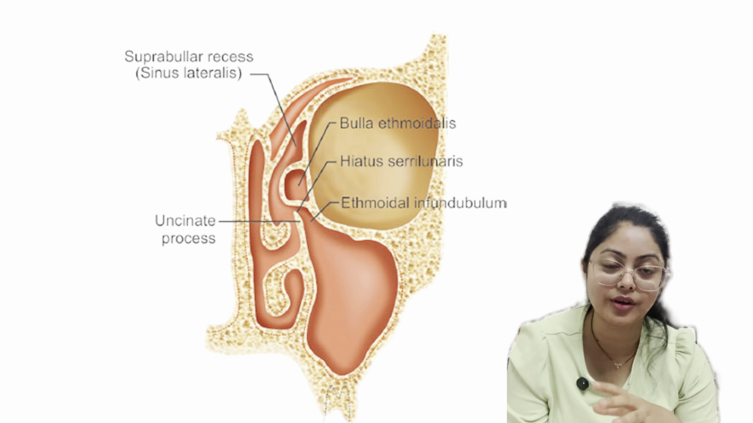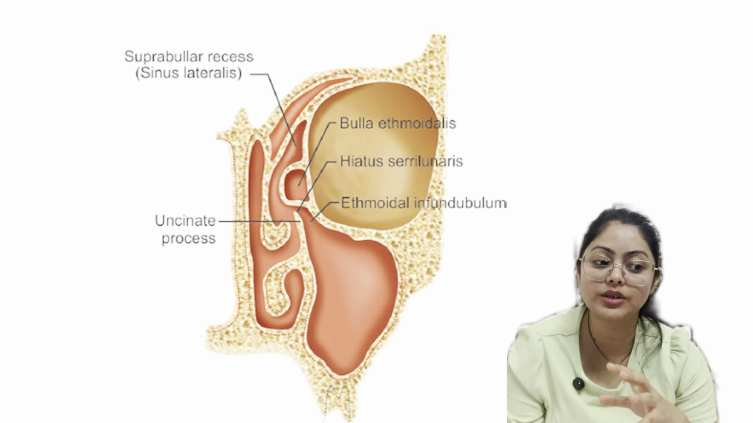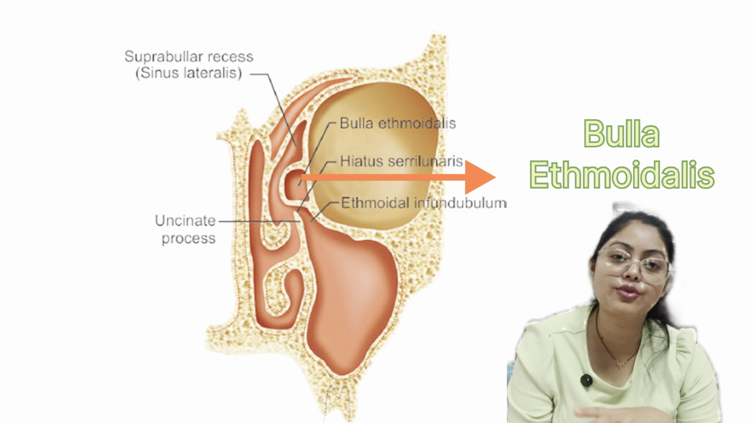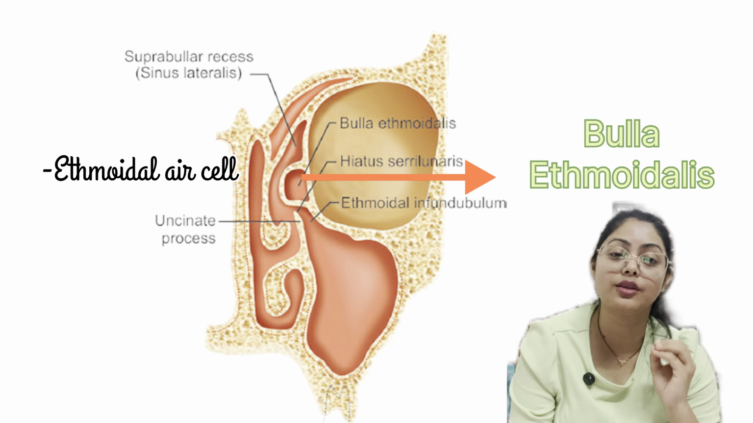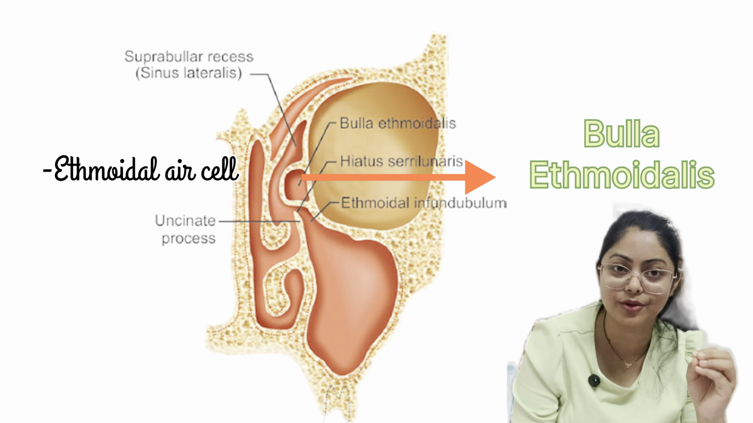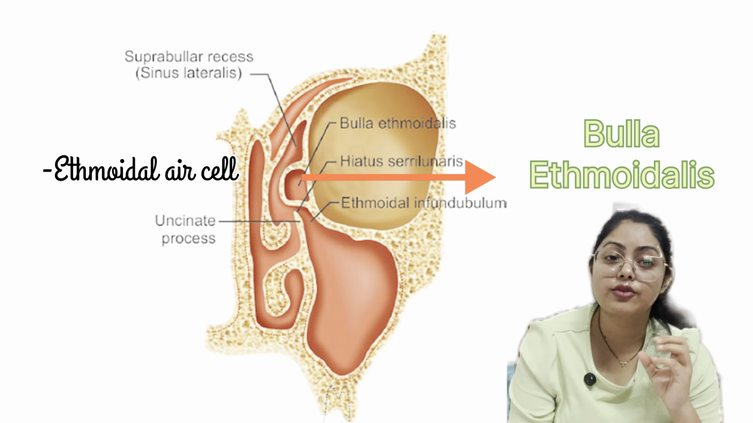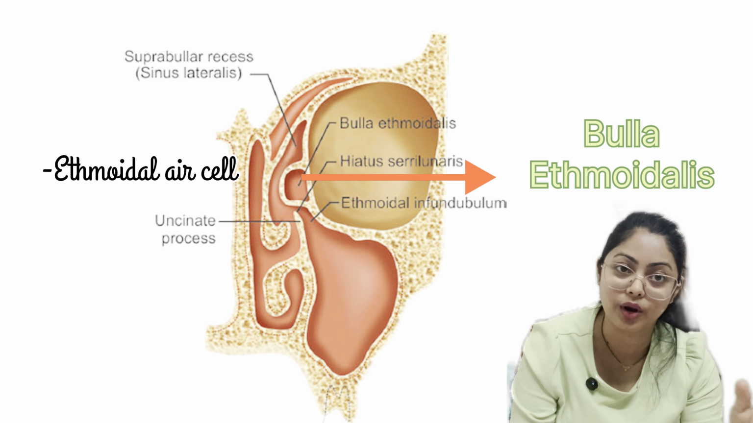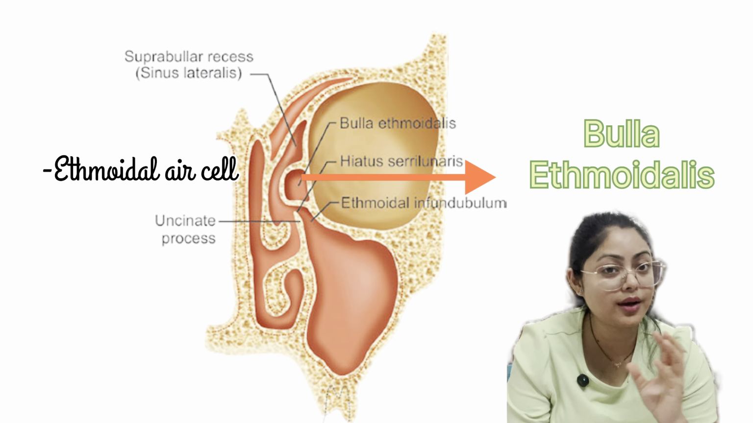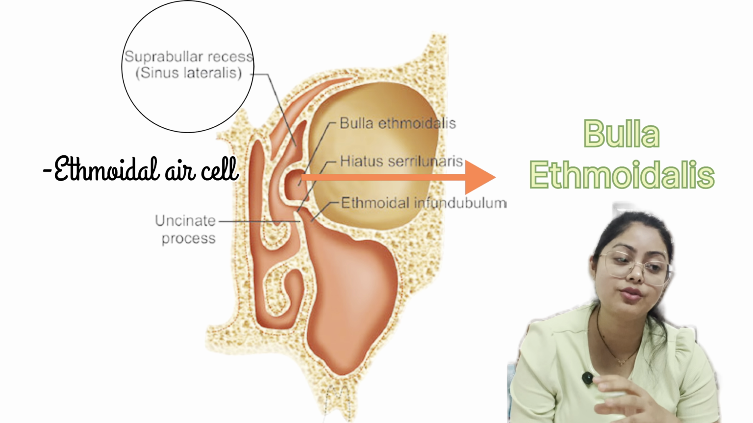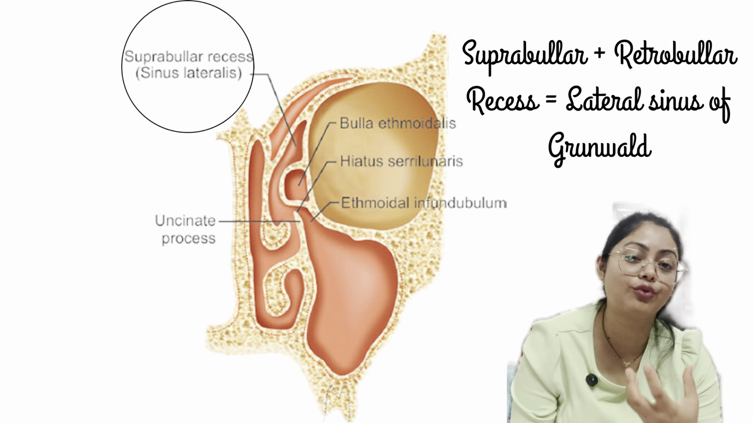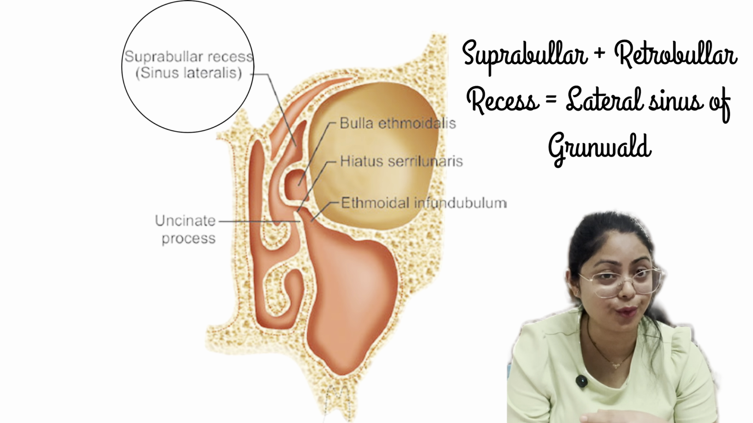Next is the bulla ethmoidalis. Bulla ethmoidalis is nothing but an ethmoidal air cell, and depending upon its pneumatization, it is either an air cell or a hard piece of bone. And sometimes there is a space above and behind the bulla, which accordingly is known as the suprabullar recess or the retrobullar recess. Now, both of these combine together to form the lateral sinus of Grunwald.